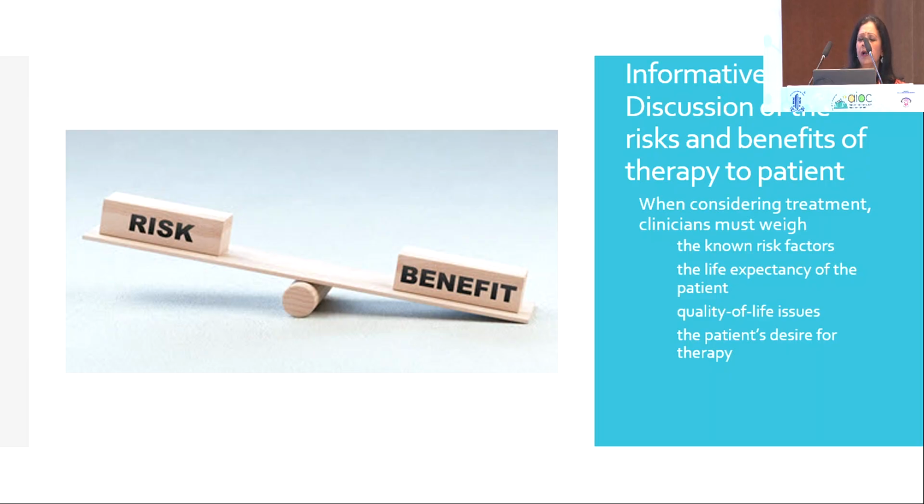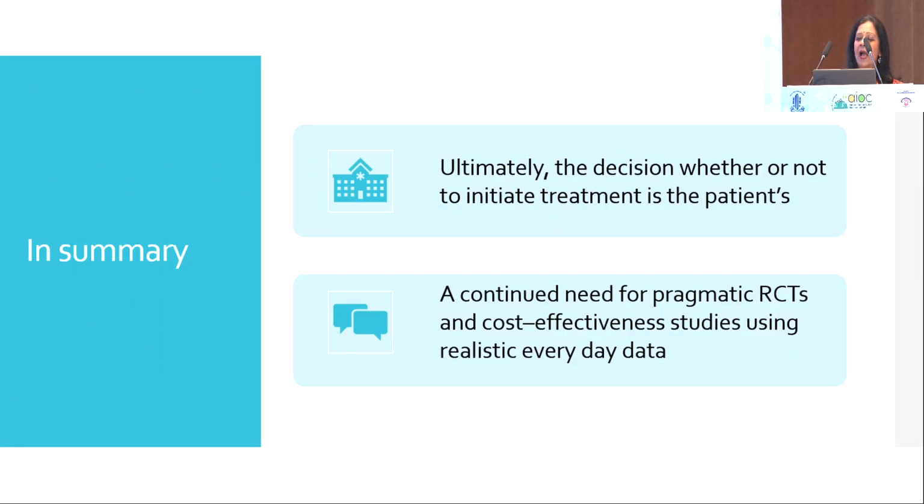So when considering treatment, clinicians must weigh the known risk factors, the life expectancy of the patient, the quality of life issues, and the patient's desire for therapy. So ultimately, the decision whether to initiate treatment or not for a patient with OHT is the patient's. The patient has to decide. So we need to have more pragmatic RCTs and cost effectiveness studies to have better data and to decide on the management of OHT.